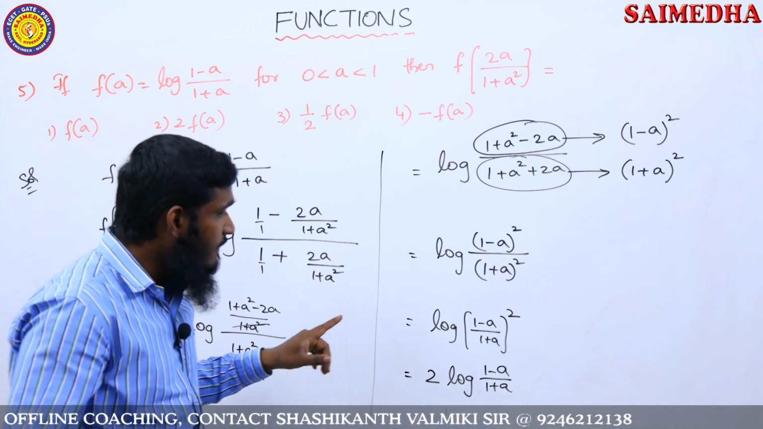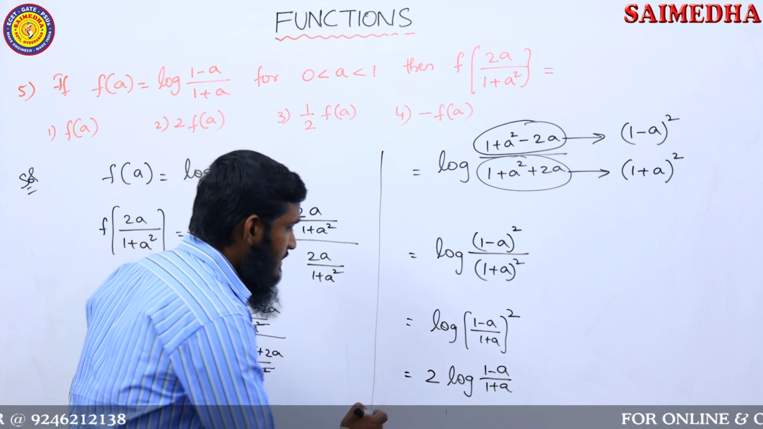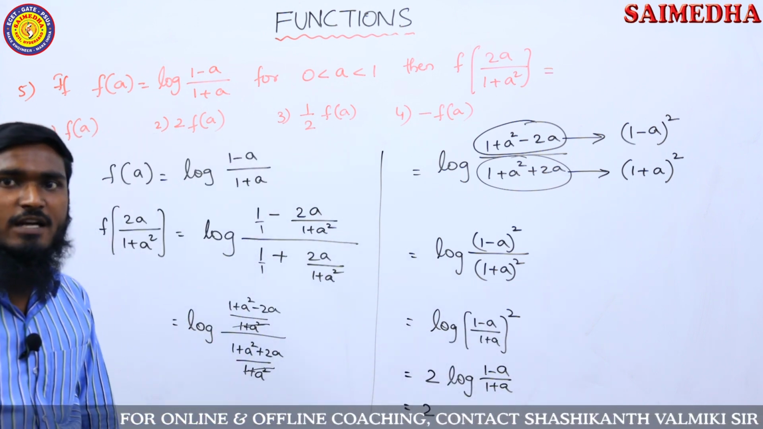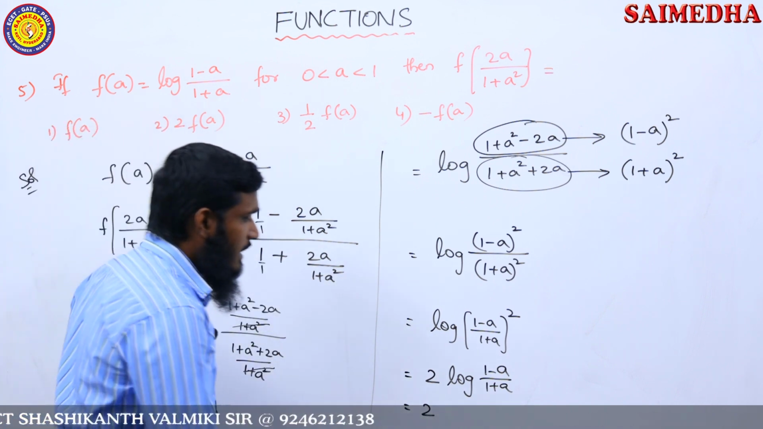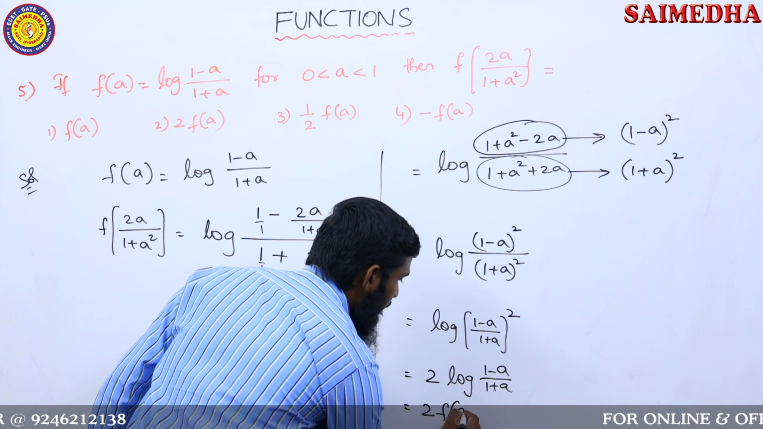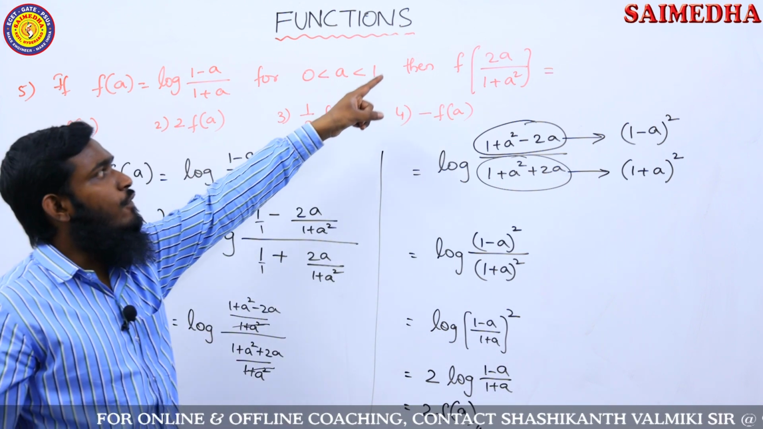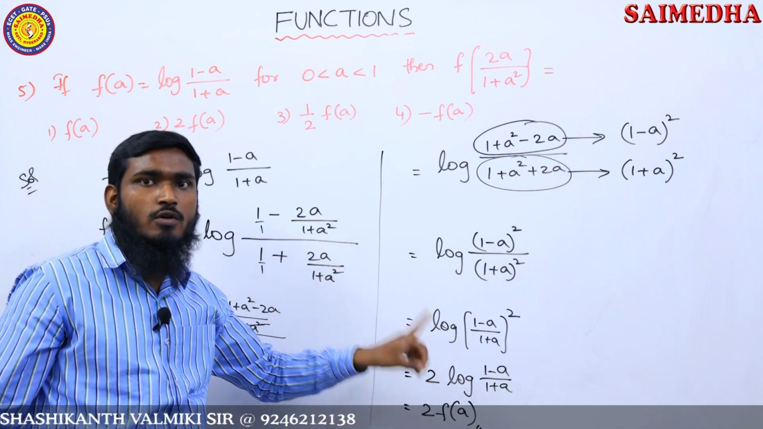Understood? So what we can do is, this 2 part we have to write the same. We are writing the 2 as the same, then log (1 minus a divided by 1 plus a), instead of that part we write f of a. So we have 2 into f of a. This will be your final answer. So f of 2a divided by 1 plus a square gives the answer 2 into f of a.